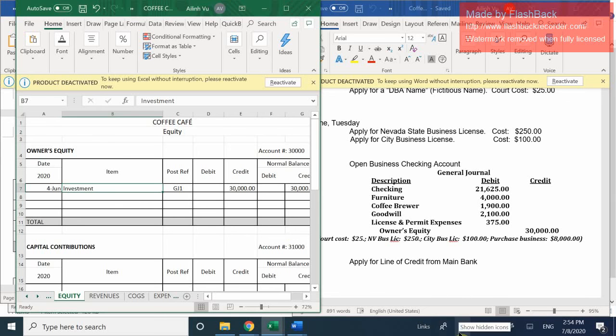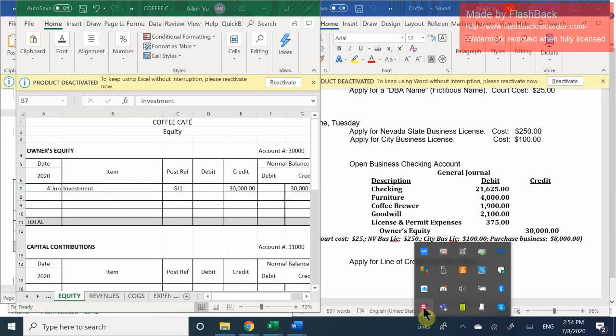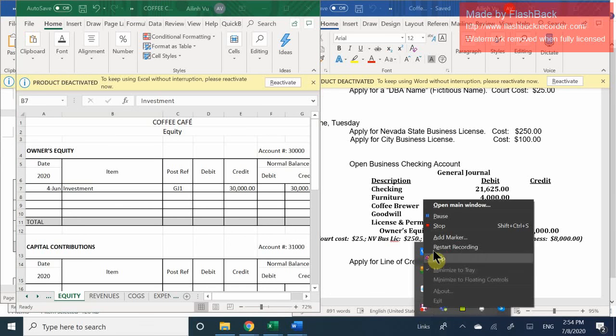It is almost 4 o'clock. It is? Almost 3 o'clock. I mean 3 o'clock. Yeah.